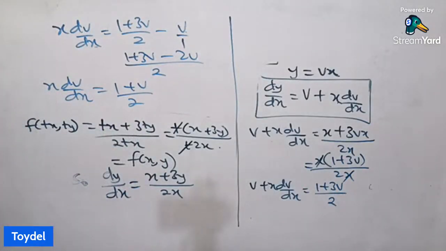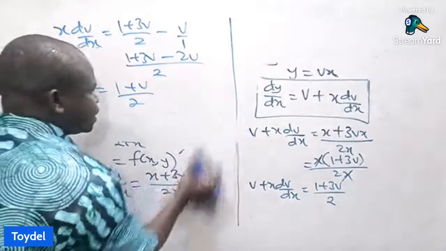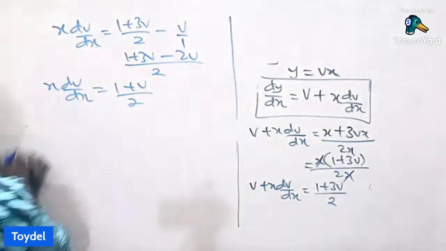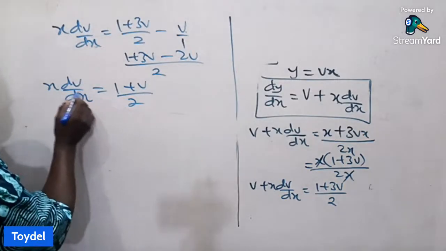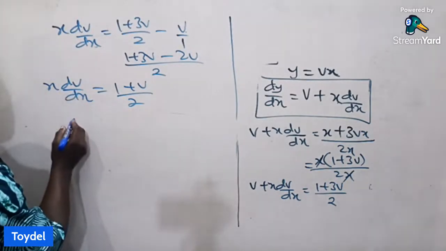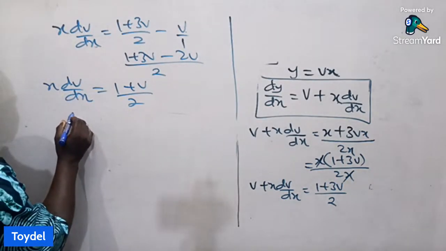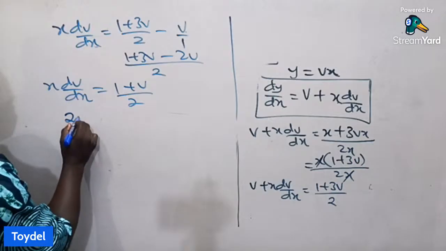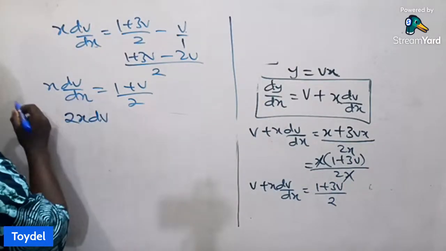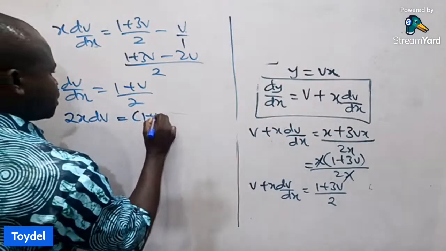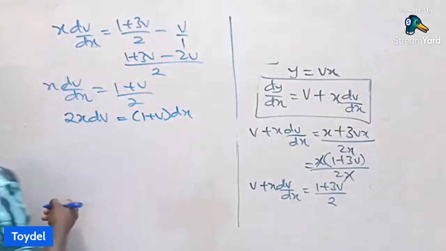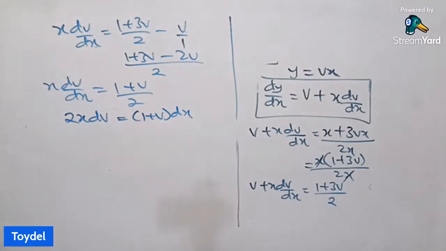So at this stage now, we can actually separate everything. At this stage, they are separable. What we are trying to say is that if 2 should come to this side, if I cross multiply, I will have 2x dv equal to 2 into bracket 1 + v dx. This is what I'm going to get.